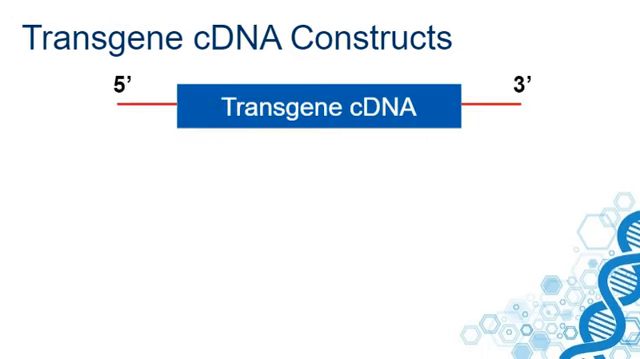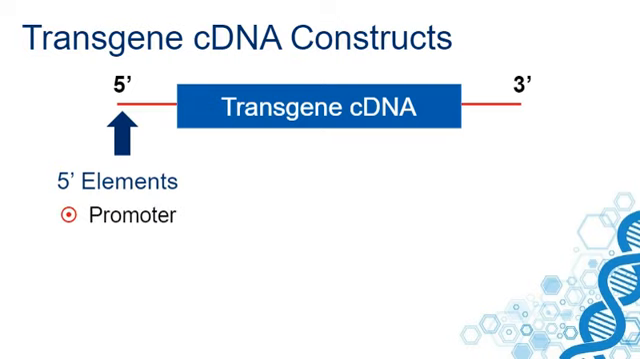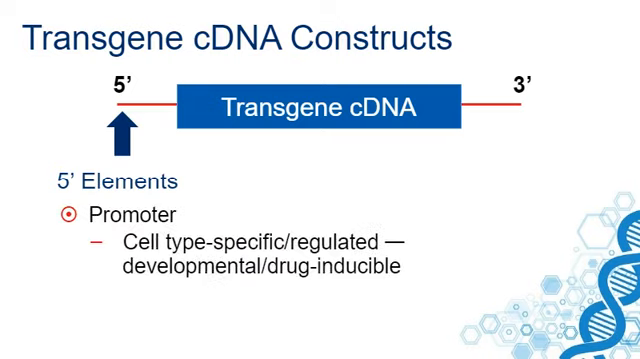So the two other groups of elements that are required in the transgene cassette are some regulatory elements in the 5' end of the transgene. So these are promoter elements which may be regulated on a cell type specific, a developmental specific, or even can be drug inducible.